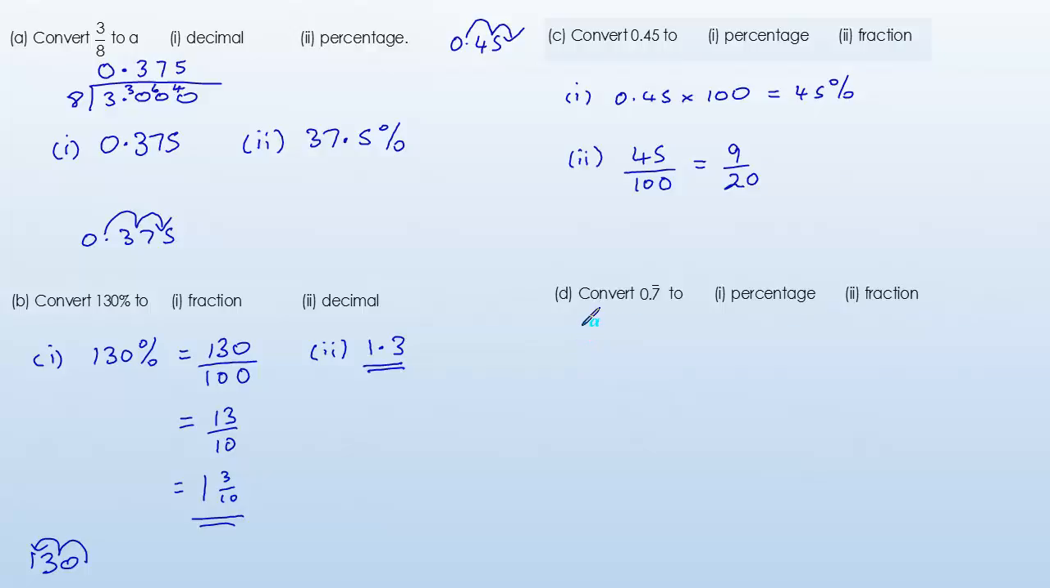Now, converting 0.7 recurring to a percentage, then a fraction. Well, percentage is not difficult because we're just going to do the same thing. We're going to have 0.7 recurring, which can either have a bar or a dot, and we're going to multiply by 100. So if we've got 0.77777 multiplied by 100, it's going to be 77.7 recurring.